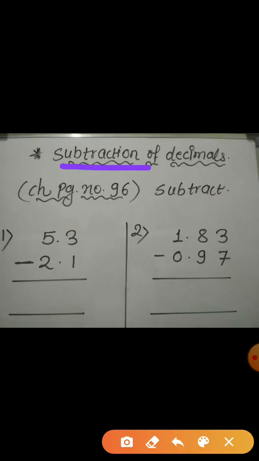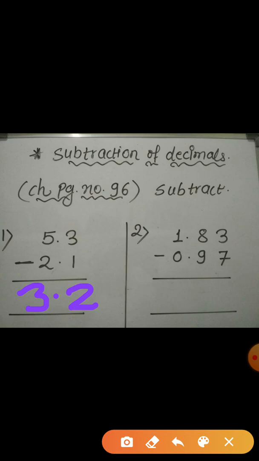Now see subtraction of decimals. Decimal numbers can be subtracted just like whole numbers. See the first example. Here we have to subtract the decimal number 2.1 from the decimal number 5.3. Again we start subtracting the digits from right to left. 3 minus 1, 2. Then the decimal point will come down. 5 minus 2, 3. Hence the subtraction is 3.2.